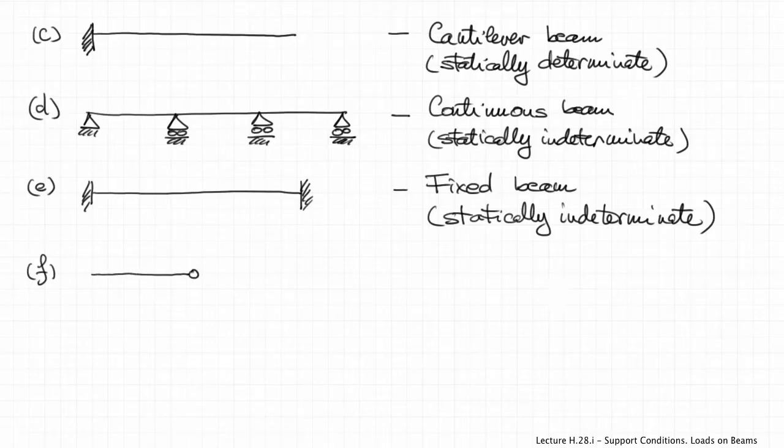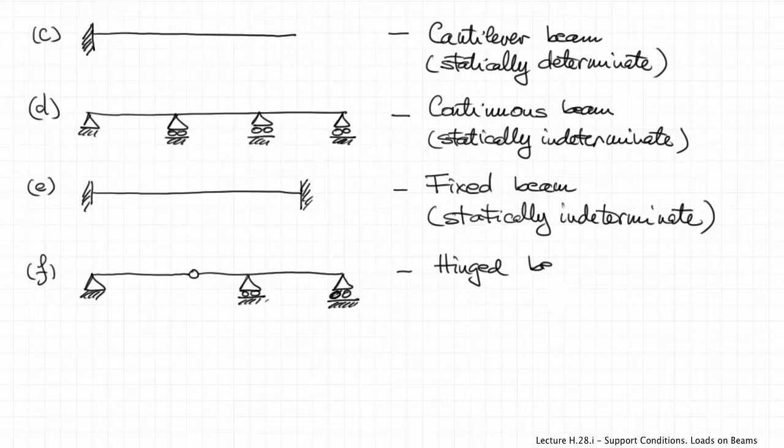Now let's look at another more interesting one. This one is broken in the middle and the two members are now connected through an internal pin. And it's supported by a pin at the left end and two rollers supporting the right member. This is called a hinged beam.